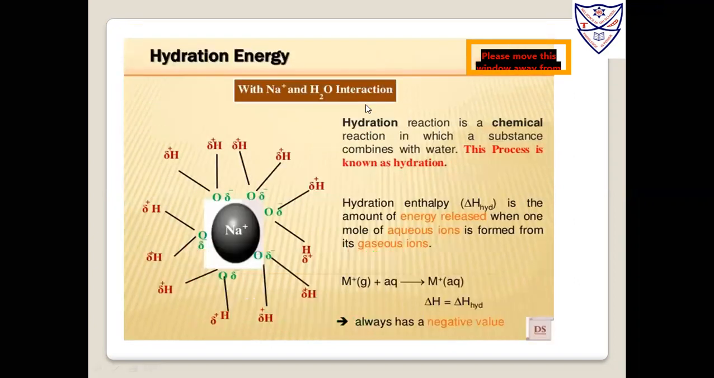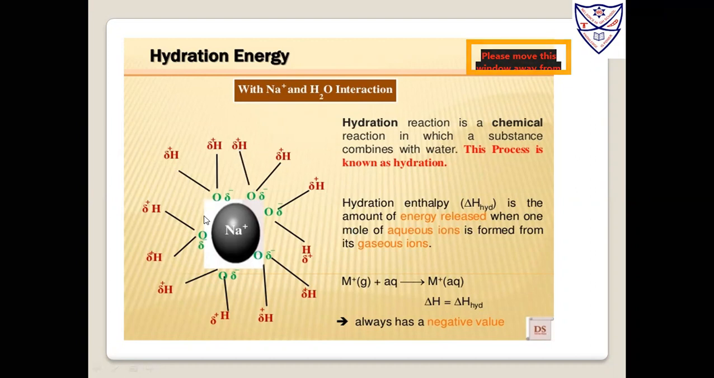Now about the hydration energy. With the sodium Na+ and water interaction, what will come? Na+ plus water. Obviously it's a basic hydroxide, so it's NaOH. So see here, Na+ plus water gives M+ in aqueous form. The hydration enthalpy is the amount of energy released when 1 mole of gaseous ion is converted to an aqueous ion. So see here, this is the Na+ ion, and here the water is there, HOH.